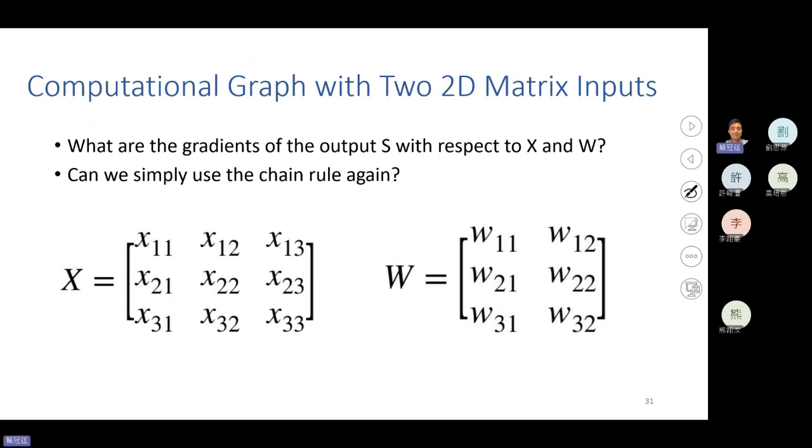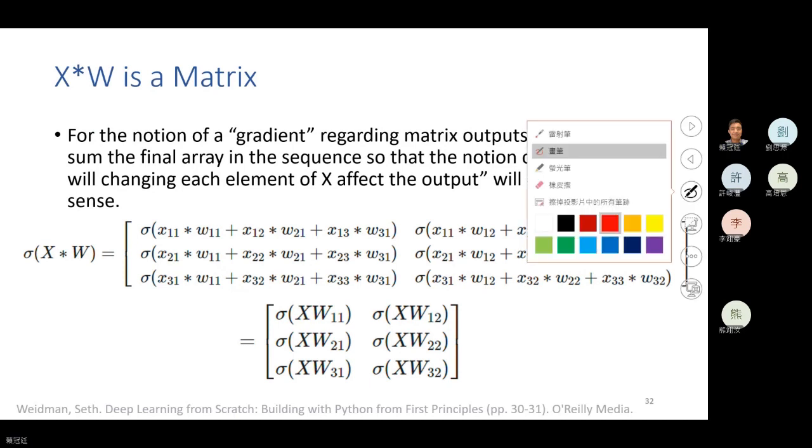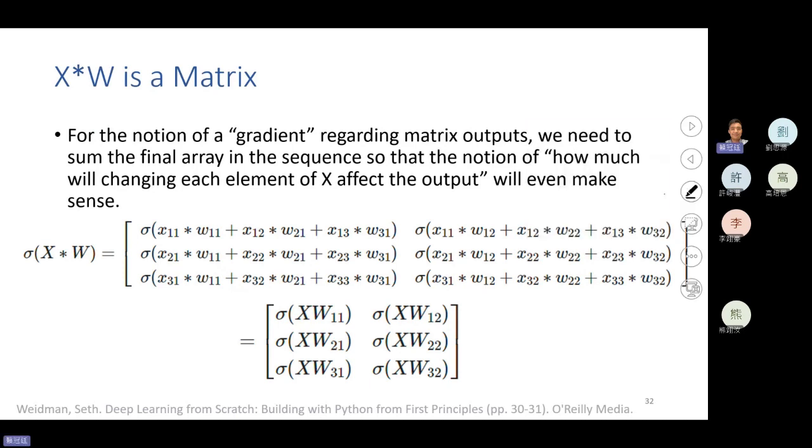So we want to extend to a 2D matrix or tensor, right? But things become a little bit more complicated because now we are dealing with matrices. So how can we use the chain rule? Well, I will say the most important thing is this style of code. For gradient regarding matrix output, we need to sum the final array into a single value. Because finally we care about how much the final output changes if we change one of the variables, right? And now we got a matrix.